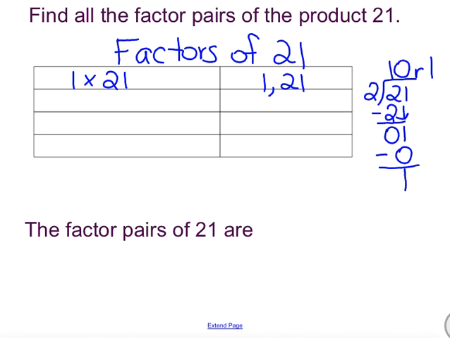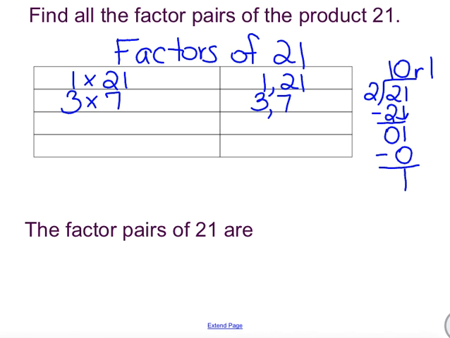So I know that 3 times 7 is 21. So I write 3 and 7. Then I try the 4 times tables, and I'm going to skip count by 4 and see if I get to 21. So 4, 8, 12, 16, 20, 24. No, I never get the product of 21, so 4 is not a factor.